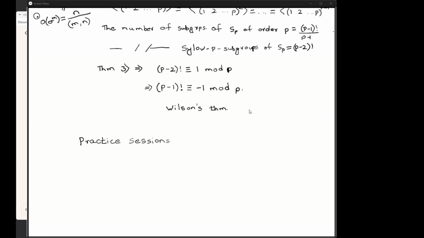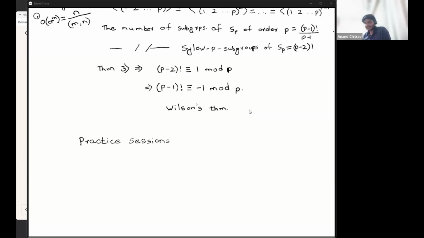Are there any more questions? Sir, can you suggest some books for solving problems on group theory? Yeah, so I did Gallian. I read Gallian and I solved many problems in it. Gallian is a good book.